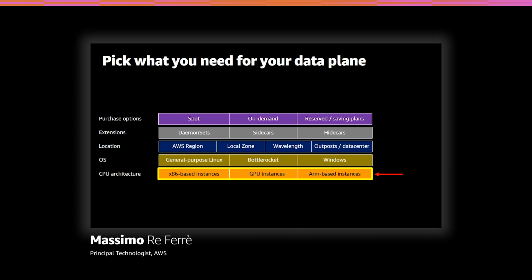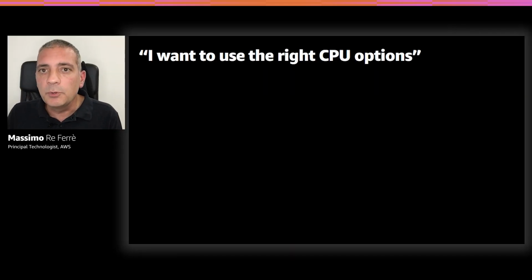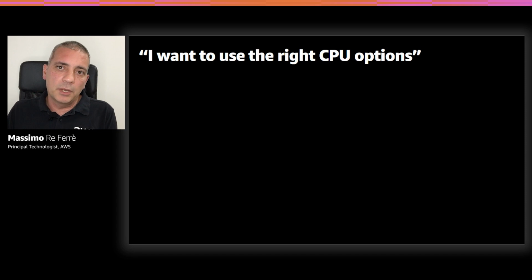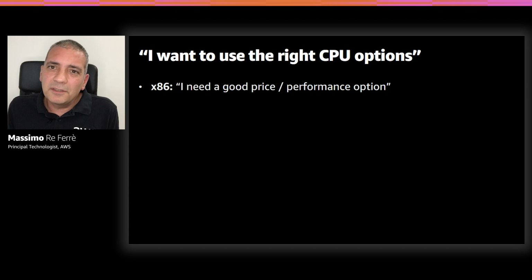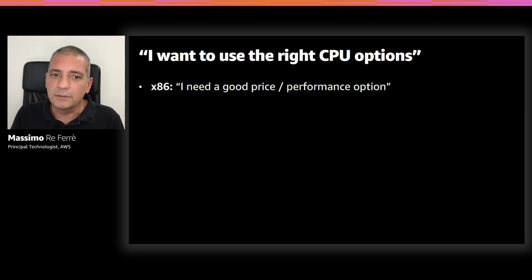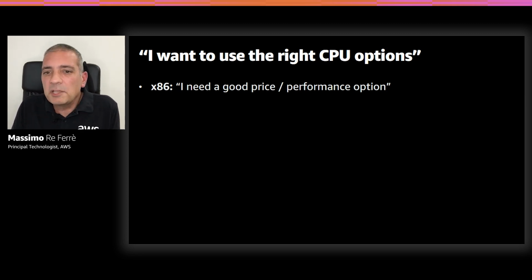Last but not least, something that our customers are very excited about because of the possibility that it opens is a choice of CPU architecture. Again, this is all about I want to use the right CPU options to solve my problems. Remember the assumption that we talked about at the very beginning, I need a bunch of Linux VMs in a cluster to run my containers. x86 is kind of the default there, right? Typically, you would run those containers on an x86 entity, right? So this is, I need a good price performance option.